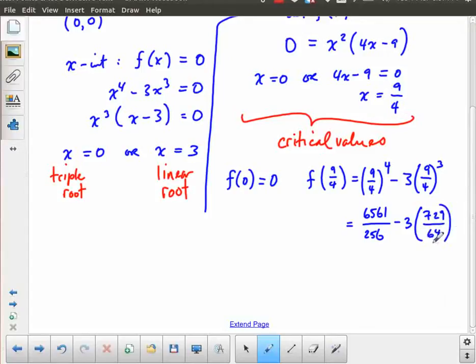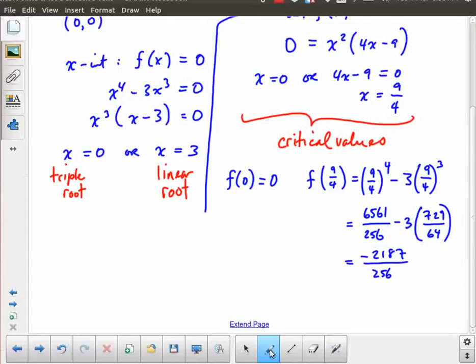And with a little bit of simplification and common denominators, because I prefer exact values whenever possible, I end up with negative... that doesn't look right. Oh yes, that does look right actually, because of the common denominator here, 256 versus 64. The negative one actually ends up dominating, and I end up with negative 2187 over 256.